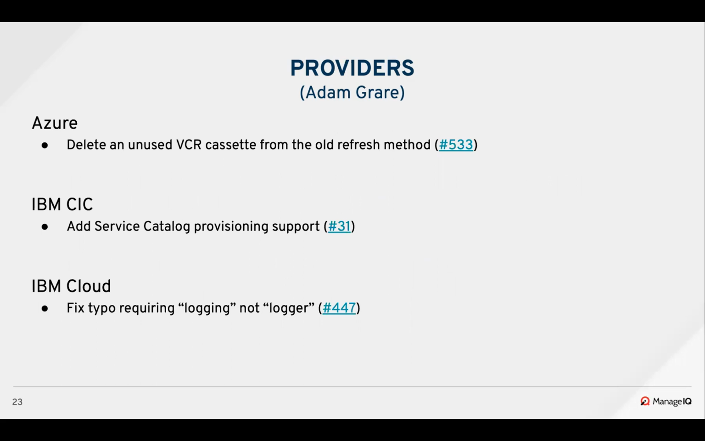So a subclass of the OpenStack provisioning workflow so that you can use the service catalog when provisioning a CIC VM. For IBM Cloud, Joe fixed an issue where we're requiring the logging gem as opposed to logger, which was causing him some issues when moving over to Zeitwerk. We really don't need a separate IBM Cloud logger for that particular class, because there already is one. So future work is going to be deleting this entirely, but for now it at least unblocks them there. Next slide.